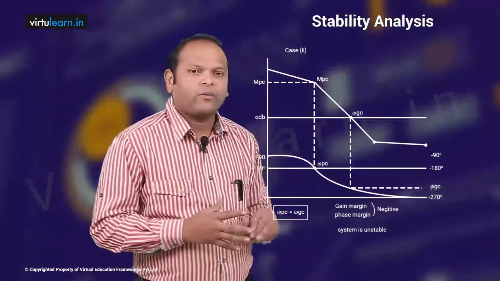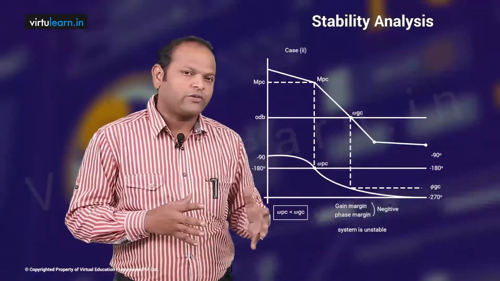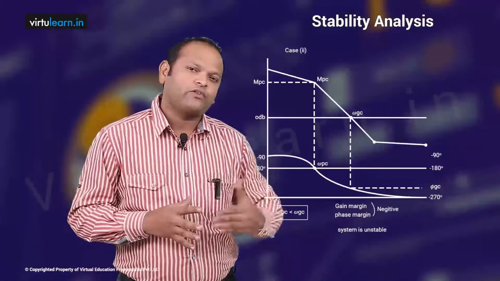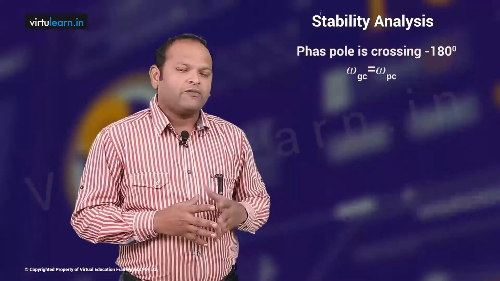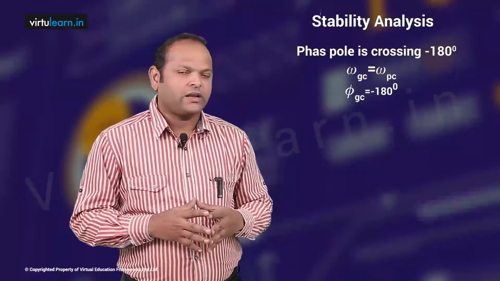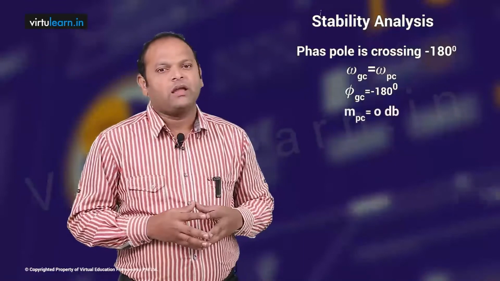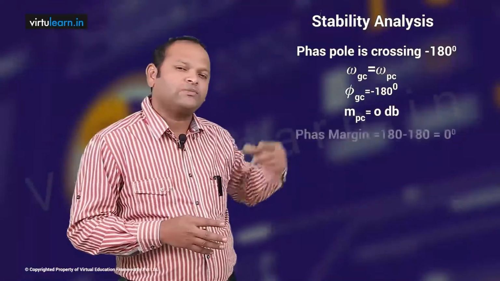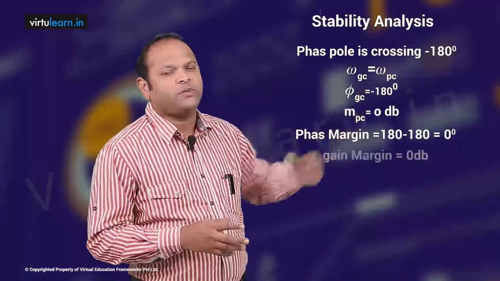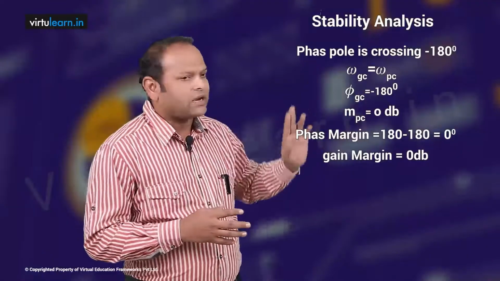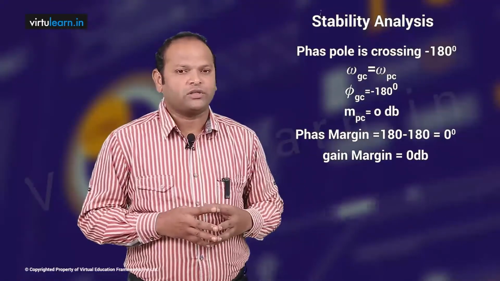So what are the conditions for marginally stable? The gain crossover frequency and phase crossover frequency should be the same, phi gc should be minus 180 degrees and MPC should be 0 dB, and therefore the corresponding phase margin will be 0 degrees and gain margin will be 0 dB. So these are the conditions for a marginally stable system.